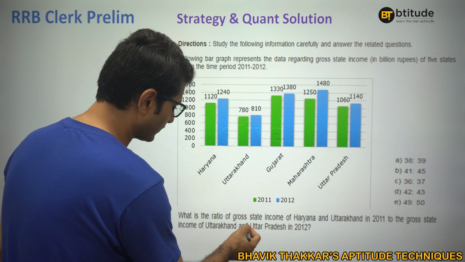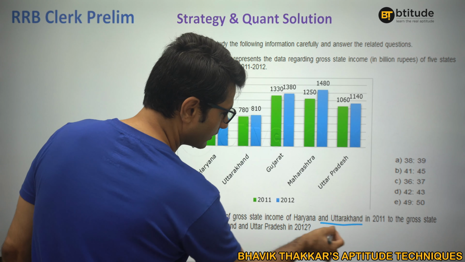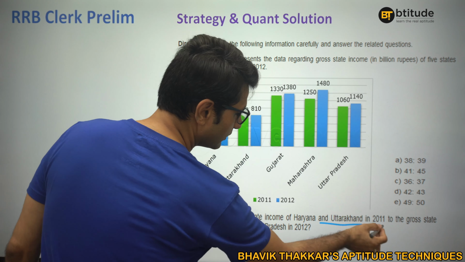So now we are asked the ratio of gross state income of Haryana and Uttarakhand in 2011. Haryana and Uttarakhand 2011: 1800, 1900. Then Uttar Pradesh and Uttarakhand 2012: 1950. What should be the ratio? Well, we should know 38 is to 39, right? Yes, there it is. So you should be good with your maths.